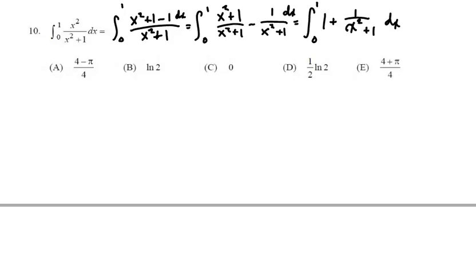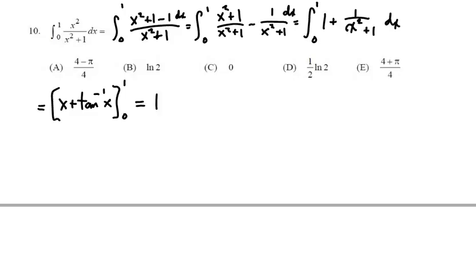And 1 over x squared plus 1, if you recall, is the derivative of the inverse tangent function. So the integral of 1 over x squared plus 1 is going to give me the inverse tangent. And the integral of 1, of course, is x. And so we have x plus tangent inverse of x. We're going to evaluate that at 1 minus the same expression evaluated at 0.